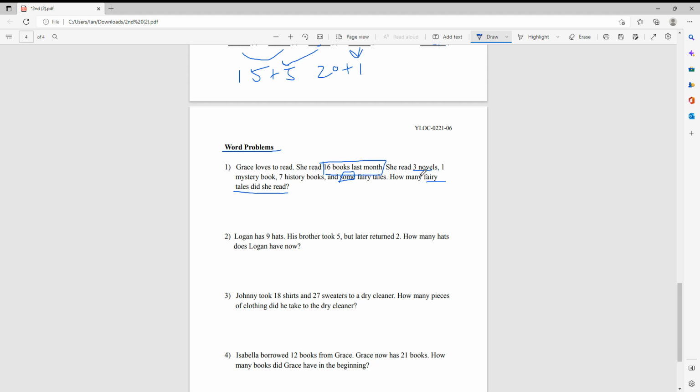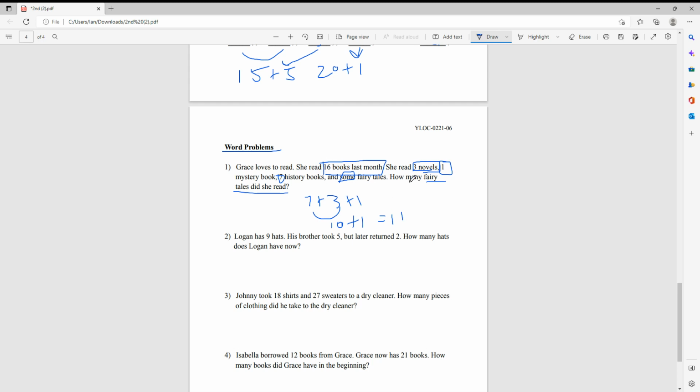So the first thing we're going to do is add up each genre of book she did. So it says here that she read 3 novels, one mystery book, and 7 history books. So let's just do 7 history books, 3 novels, and one mystery book. So 7 plus 3 plus 1. And we're just going to separate these like before. 7 plus 3 equals 10, plus 1 equals 11.